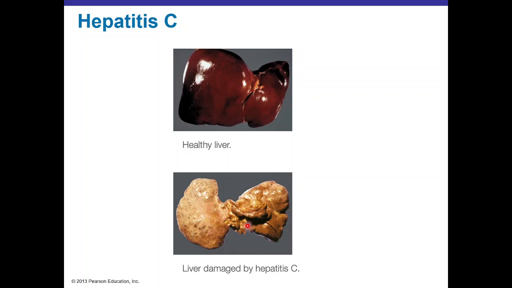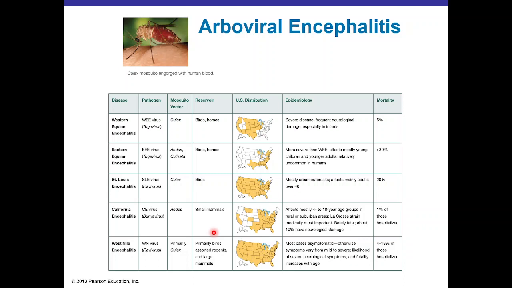So you can develop tumors and, of course, shrinkage of the liver and dysfunction of the liver and ultimately death.